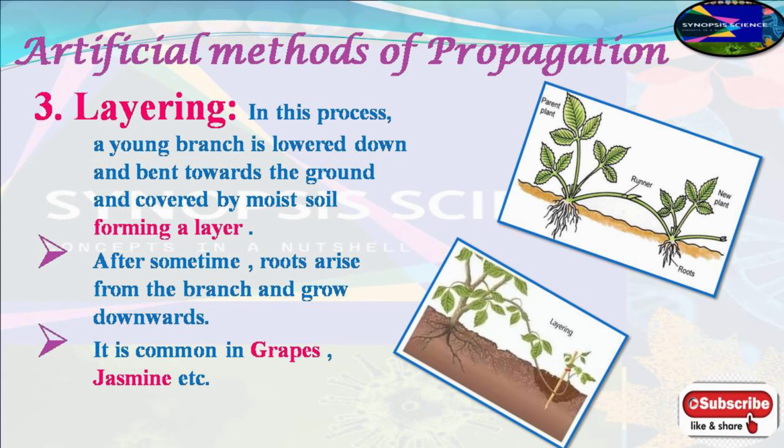The second last category is layering. Layering is the method where a branch of a plant is pulled towards the ground and a part of it is covered with moist soil, leaving the tip of the branch exposed above the soil. After a few days, new roots develop from the branch in the soil, which grows to become a new plant. Plants like grapes, jasmine, etc. are propagated by this method.